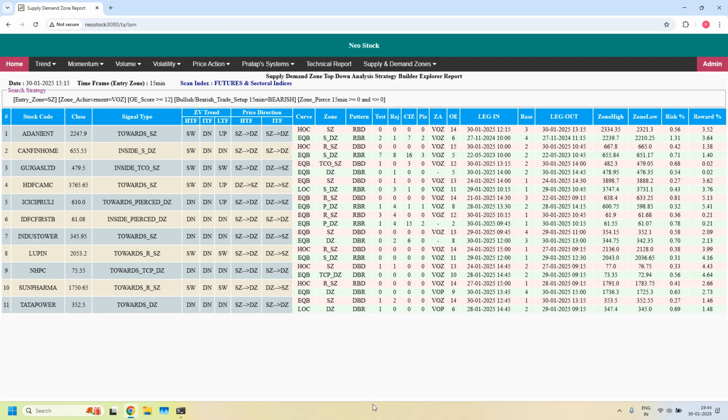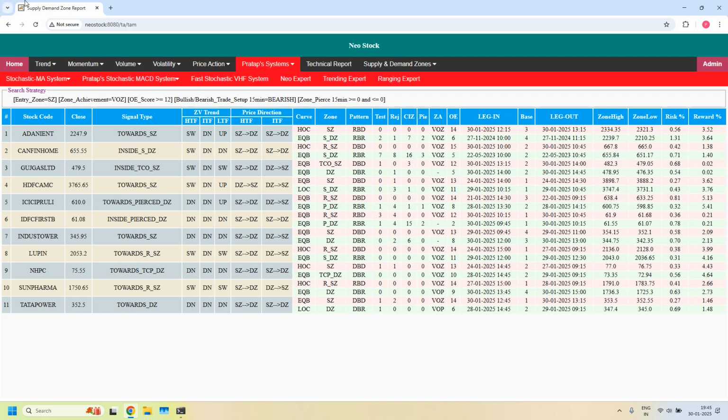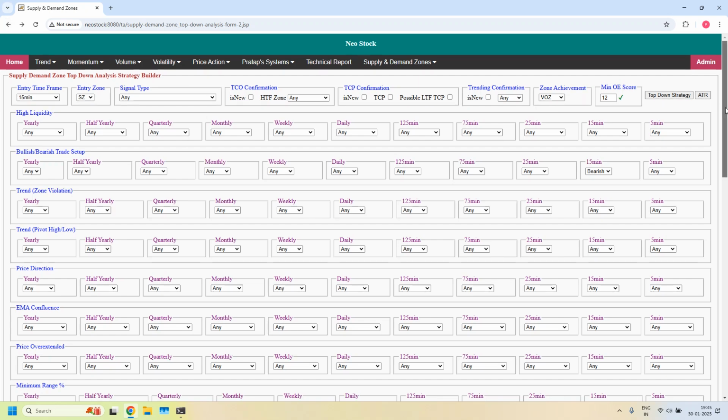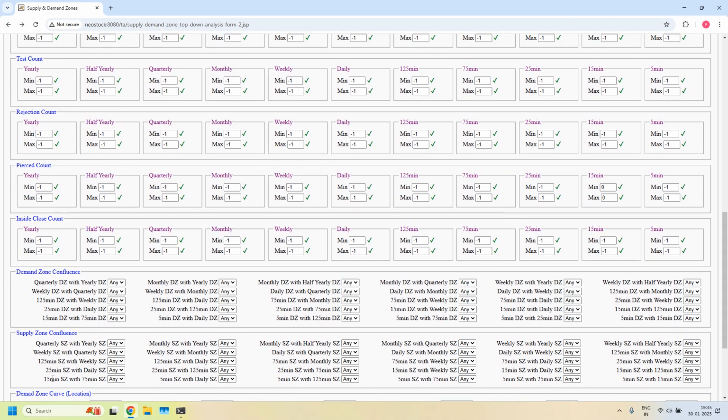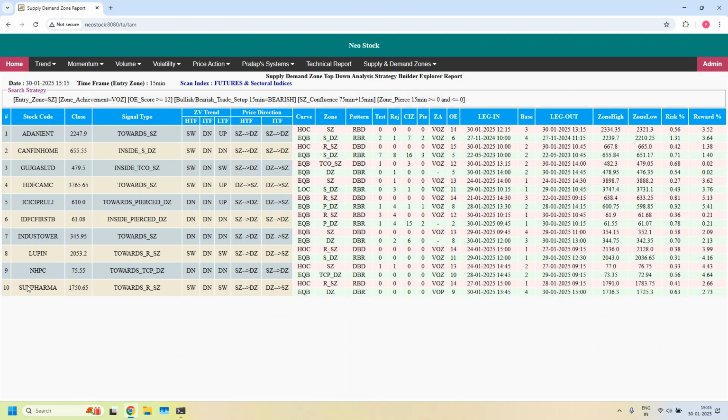And out of these 11 15-minute supply zones, some are high liquidity supply zones, and they are already having some high probability to get success. Apart from that, let us try to look for even more high probability by setting the filters related to zone confluence. First filter is LTF and ITF supply zone confluence, that is 75 minutes and 15 minutes supply zone confluence. So I am enabling the filter 15-minute supply zone with 75-minute supply zone confluence. With this filter, the list has come down to 10.